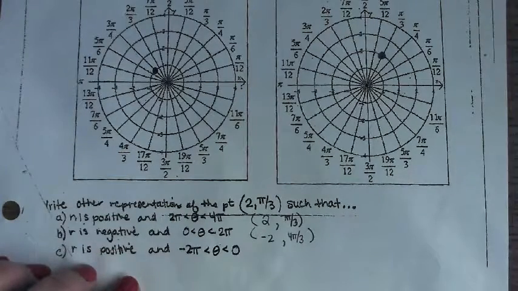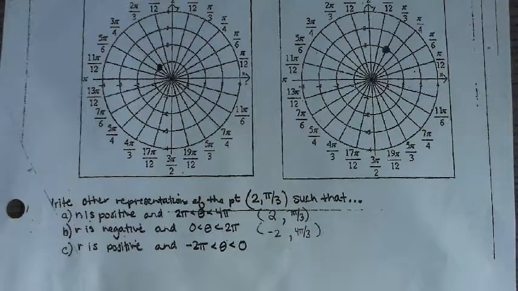So negative 2, 4 pi over 3. Does anybody have any questions on that? Okay, try the last one with r being positive, but the theta being between negative 2 pi and 0.